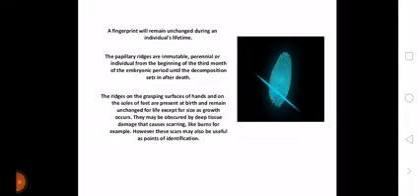A fingerprint will remain unchanged during an individual's lifetime. The papillary ridges are immutable, perennial, and individual from the beginning of the third month of the embryonic period until decomposition sets in after death. The ridges on the grasping surfaces of the hands and on the soles of the feet are present at birth and remain unchanged for life, except for size as growth occurs. They may be obscured by deep tissue damage that causes scarring, like burns, for example. However, these scars may also be useful as points of identification.